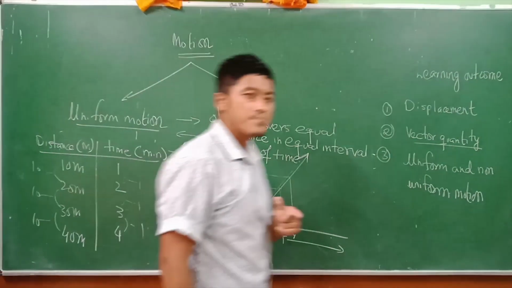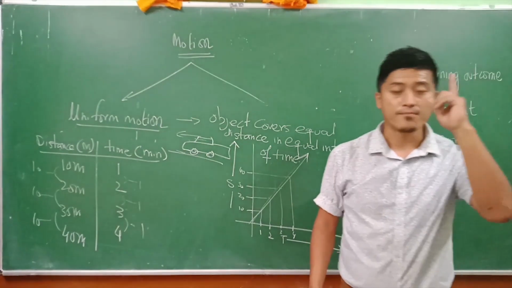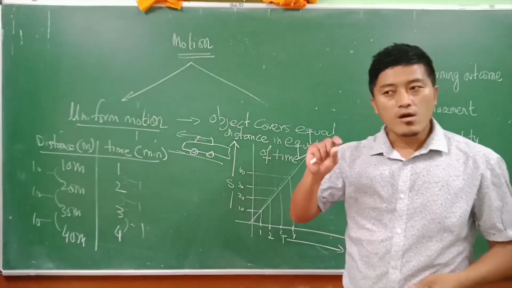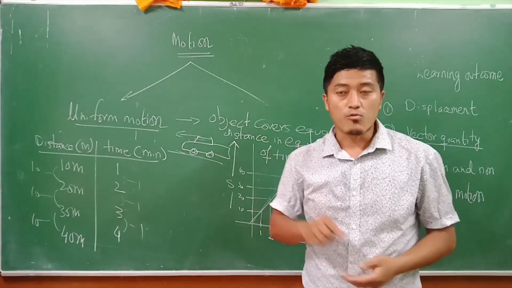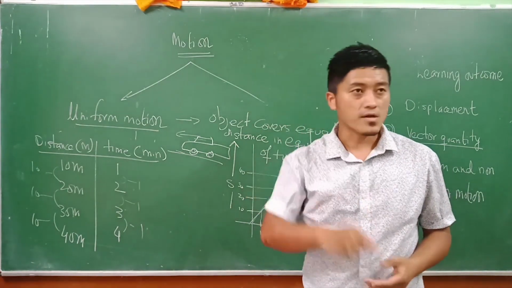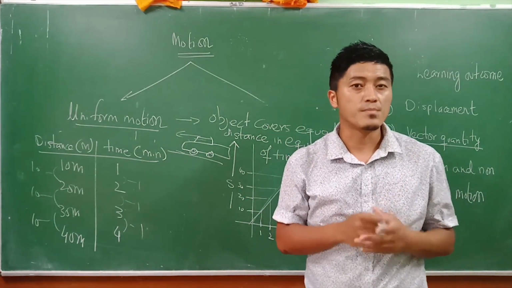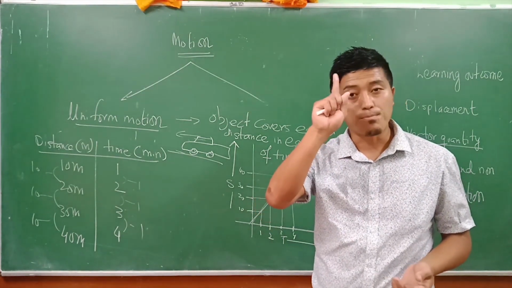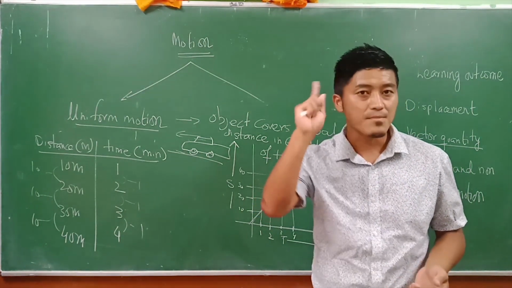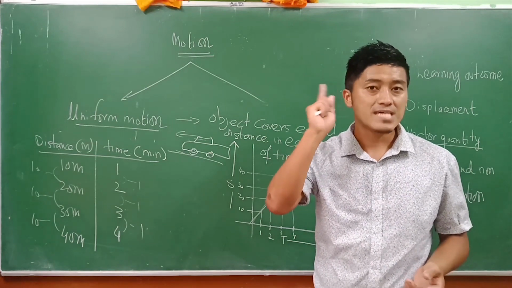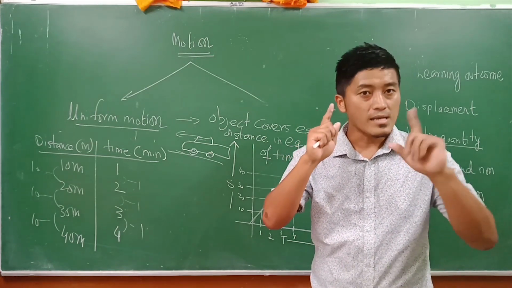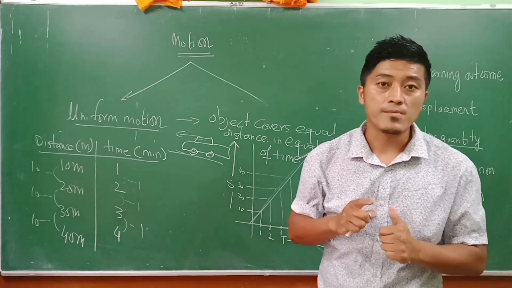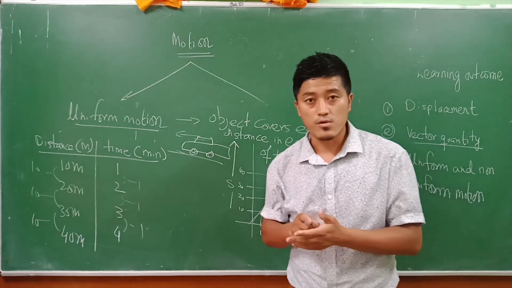I will give you one example. The one example is a fan. Whenever we switch on the fan, we see number 1, 2, 3, 4. Suppose you put the fan on number 2, the blades of the fan will move at the same kind of speed, right? Same kind of speed, unless and until you increase to number 3. This kind of motion is uniform motion.